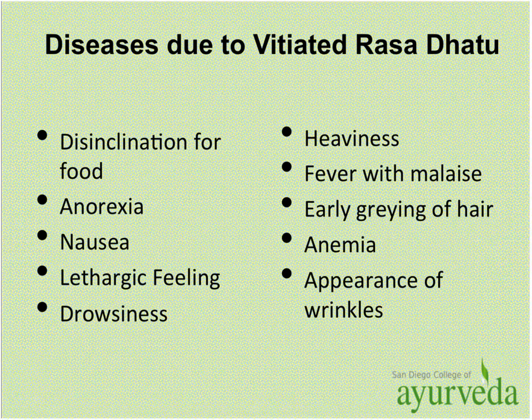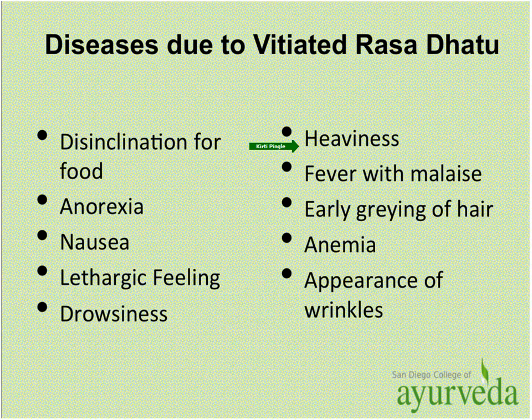And after this, we have seen different diseases related to Rasadhatu. There are some very common ones like disinclination for food, anorexia, or loss of appetite, nausea, lethargic feeling, drowsiness, then heaviness in the abdomen or generalized full body heaviness. Then the person will have fever, early graying of hair, anemia, appearance of wrinkles. So these are the general issues related with Rasadhatu. And in addition to this, persons can also exhibit dry skin, dry eczema, and constipation.